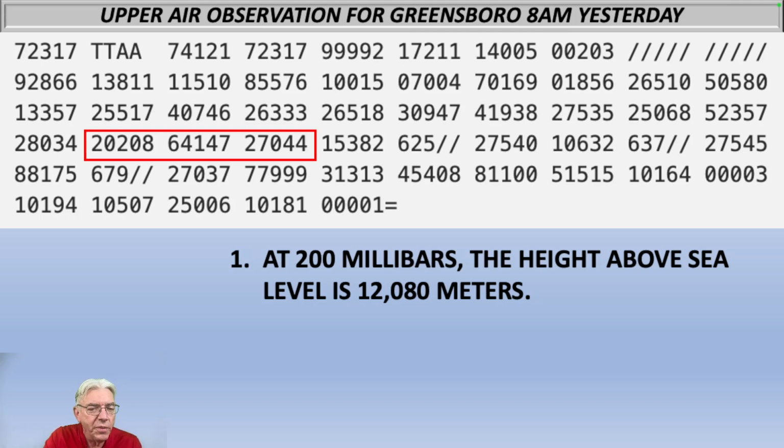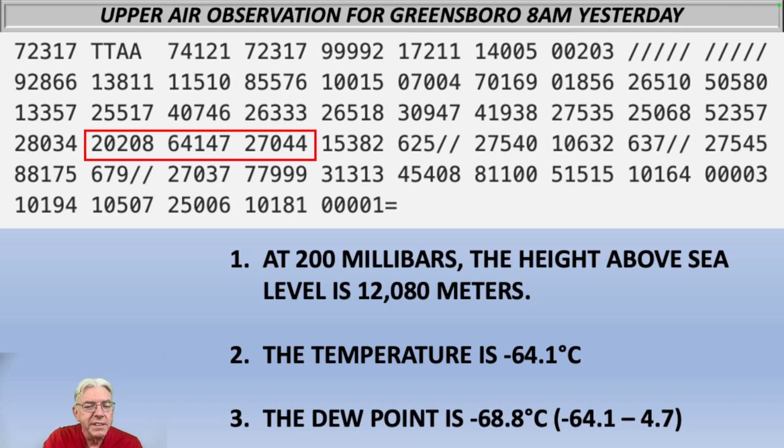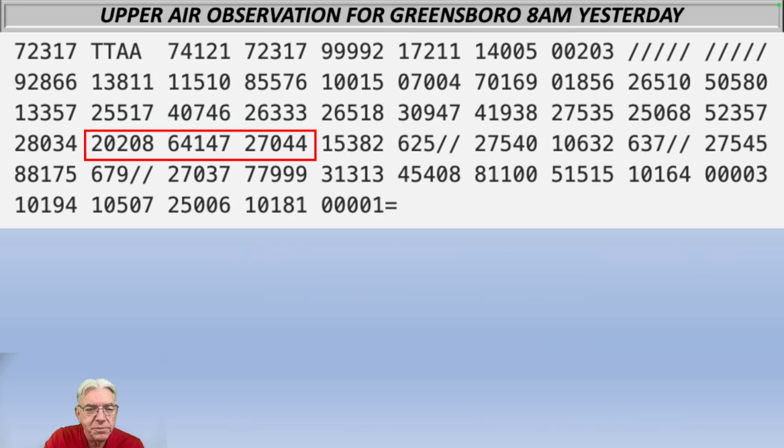In this, it is 12,080 meters, okay? So you put a 1 in front of the 208 and a 0 after the 208 to get that height. The temperature is minus 64.1 degrees C, okay? That's what happens when you're up at about 35,000 feet. And then the dew point is minus 68.8, which again is minus 64.1 minus the dew point depression of 4.7.